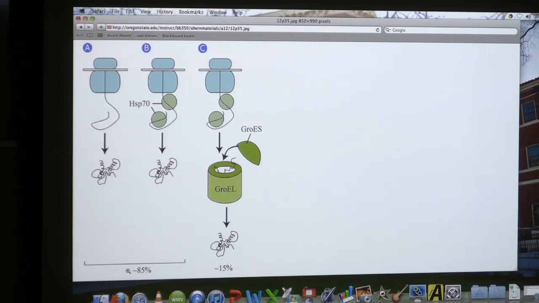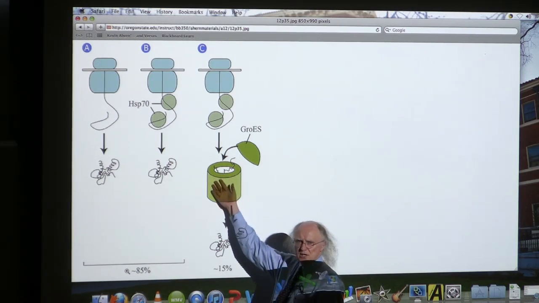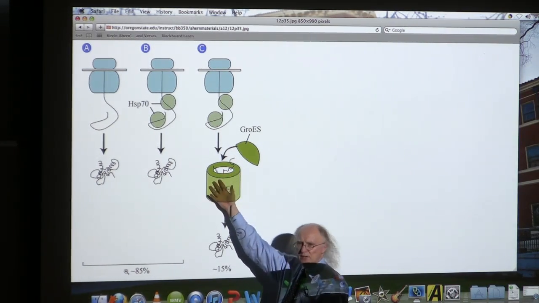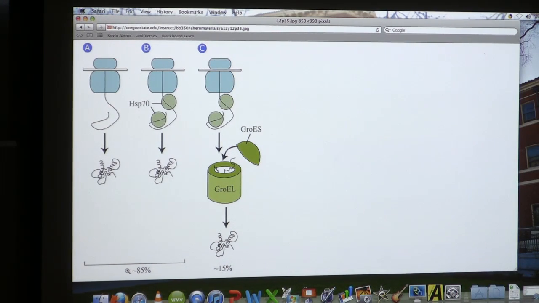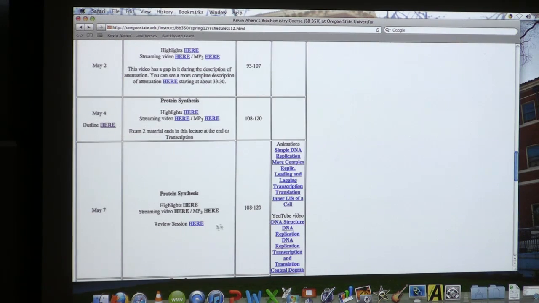Okay, chaperones, I've talked about those briefly. Chaperones, you may recall, are these complexes that help a polypeptide chain to fold properly. You see, in E. coli, this chaperone system is called GroEL, and it has a little lid called GroES. What the chaperone does is it allows the polypeptide chain to get inside this chamber and not interact with anything else. And so it gets a chance to fold on its own without being interfered with by other proteins or other molecules. Okay, so much for translation.